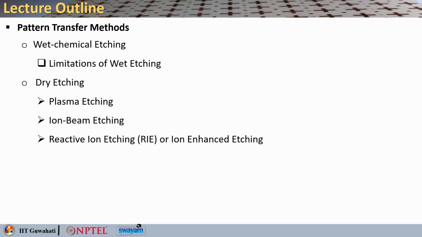Okay, so here's the lecture outline. We'll discuss the pattern transfer methods, wet chemical etching, and the limitations of wet etching, and then we'll look into dry etching, different types of dry etching like plasma etching, ion beam etching and reactive ion etching, or it is also called ion enhanced etching.